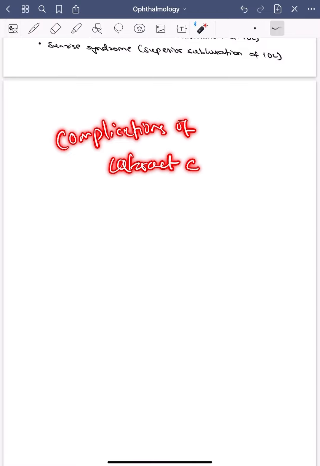And finally, we discussed the complications of cataract surgery, and this is a commonly asked short essay. Okay, so this is about treatment of cataract.